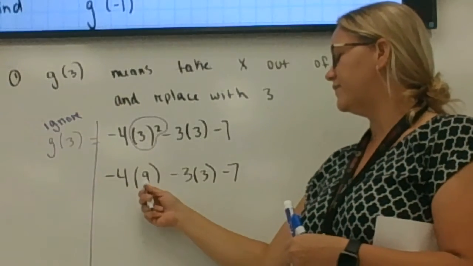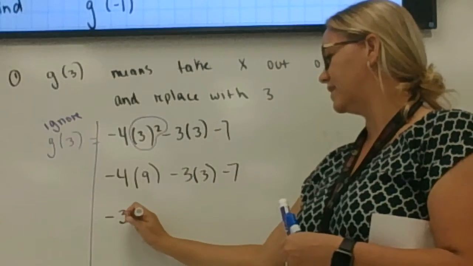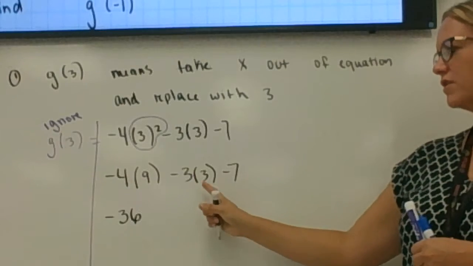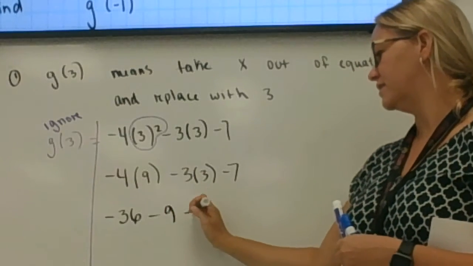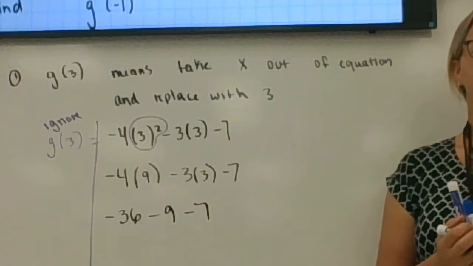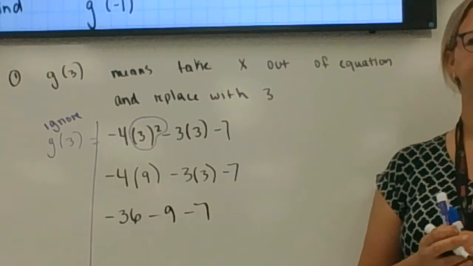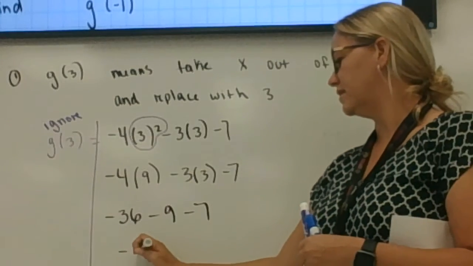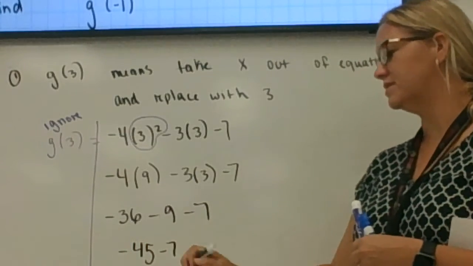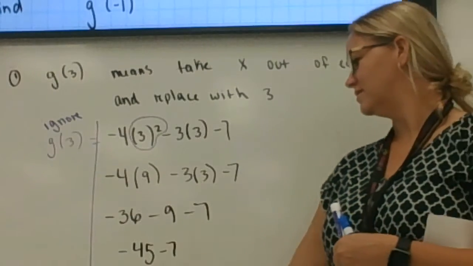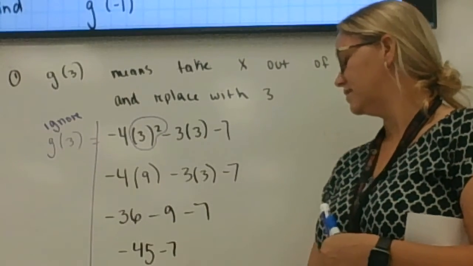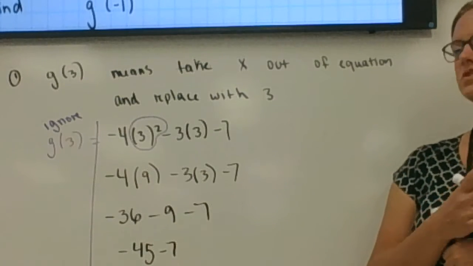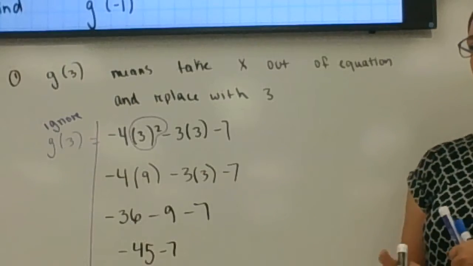All right, so -4 times 9, and then I'm going to do -3 times 3. Now I just have a lot of subtraction, and you're allowed to use a calculator, okay? So that's going to be -45 minus 7. -52. And then I love how you just said that. So g of 3 equals -52.